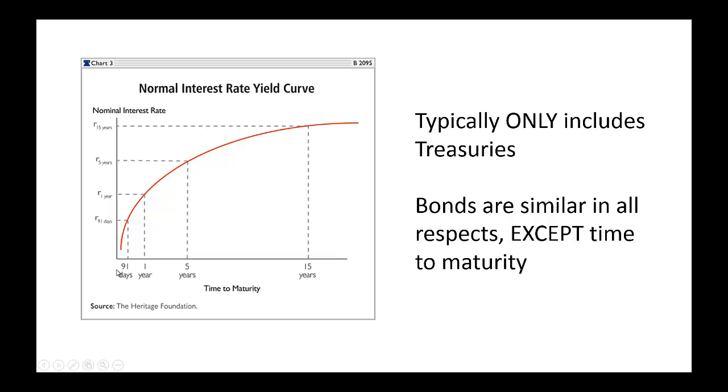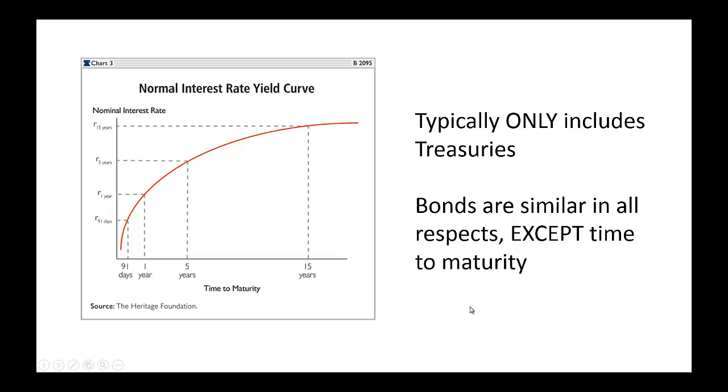So we might find the current yield to maturity on a one-year treasury, and we map it out, and there it would be. We might see what the prevailing yield to maturity right now is on a five-year treasury, and then we map it out. And we would do the same thing for a 20-year and a 30-year.